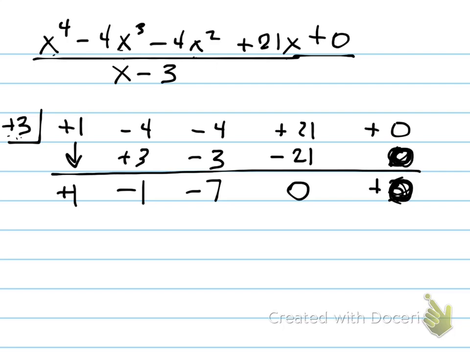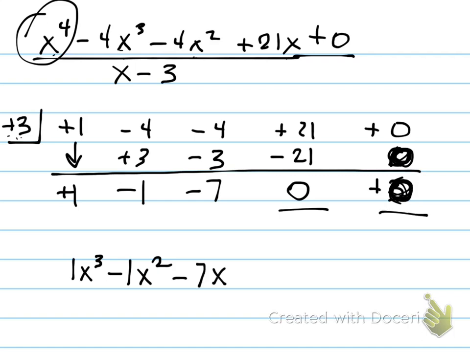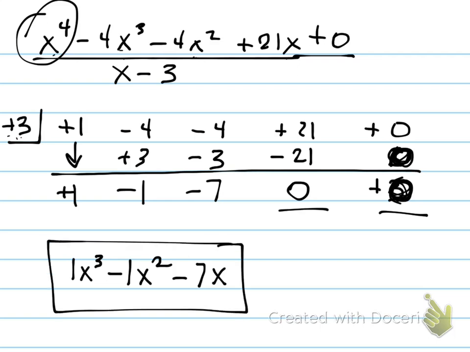All right. Now, there's my answer, but not in the right format. It started off as x to the fourth, so what's it going to be down here? x to the third. So 1x to the third minus 1x to the second minus 7x. And since both of those are zeros, do I need them? No. And do I even need those ones in my answer? No. But if we put them, you're okay with it? I'm okay with it, yeah. If you get the right answer and all you've done wrong is put in those ones, I'm not going to count that wrong. Okay?